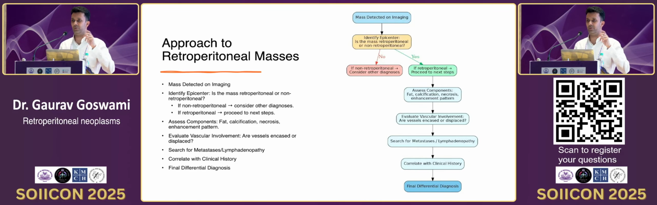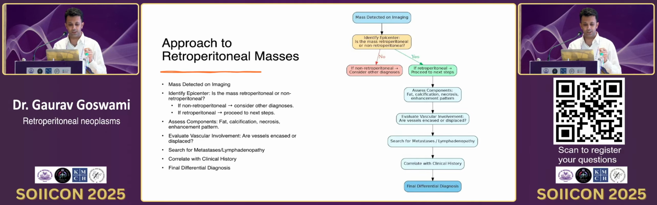Assess the components: whether it is fat-rich, calcification, necrosis, or enhancement characteristics. After that, evaluate vascular involvement, whether the lesion is displacing, encasing or infiltrating, and search for extra disease pathologies, whether proximal or adjacent organ metastasis or lymphadenopathy. Correlate with the history and presentation, and don't jump to one single diagnosis; give the closest, most probable differential diagnosis.